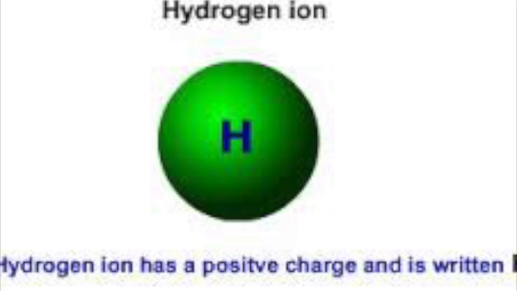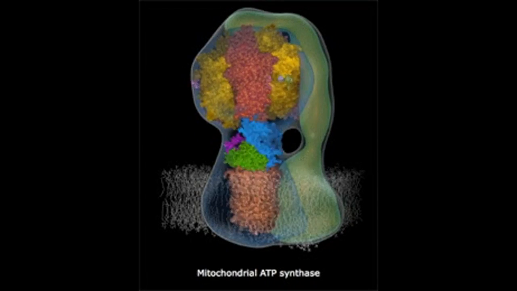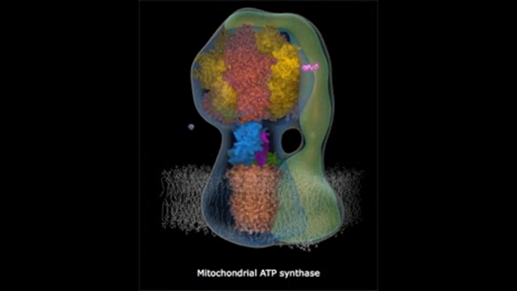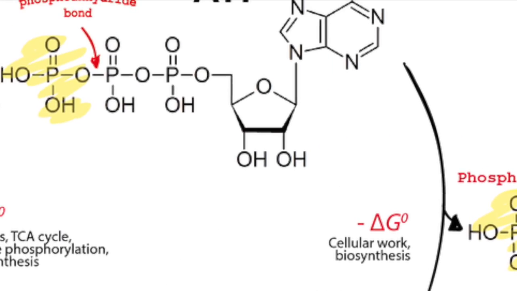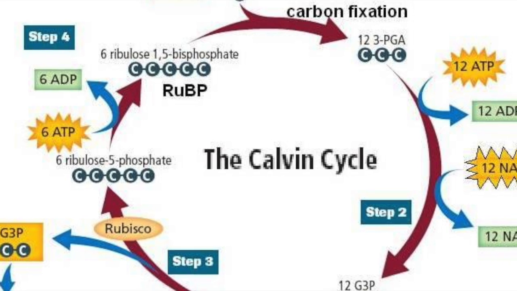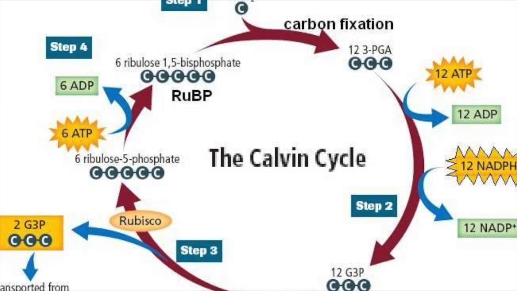Step 5. As hydrogen ions pass through ATP synthase, their energy is used to convert ADP into ATP. NADPH is then sent to the Calvin cycle. Now that you've learned about light-dependent reactions, it's time to move on to the Calvin cycle.